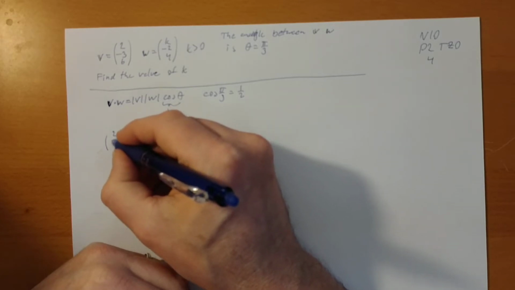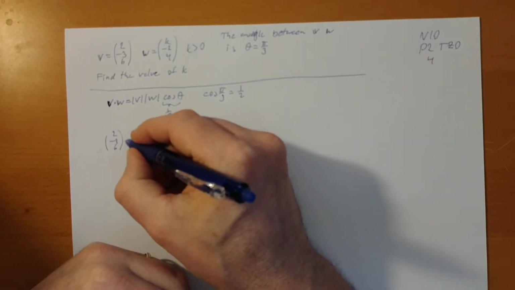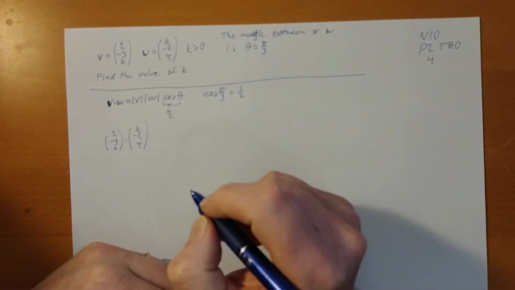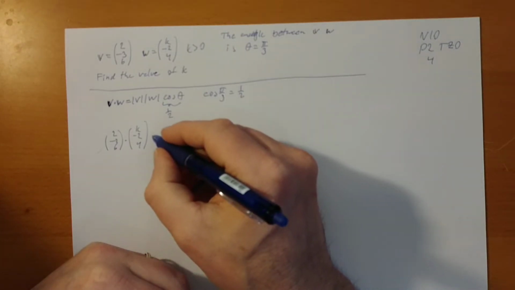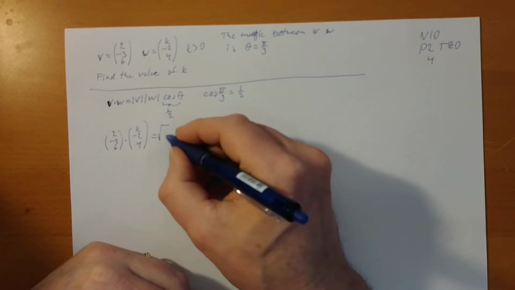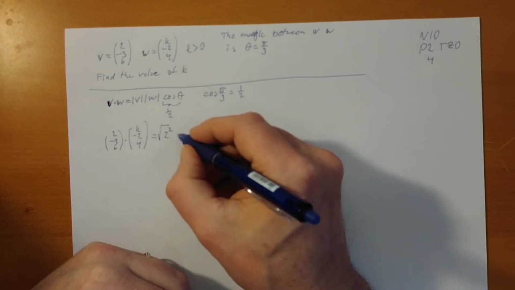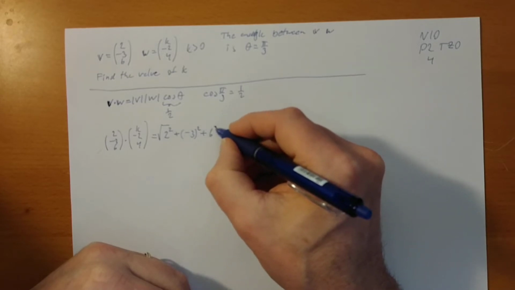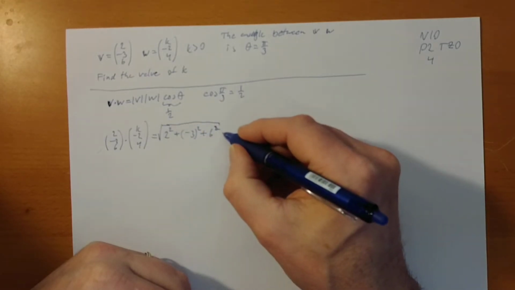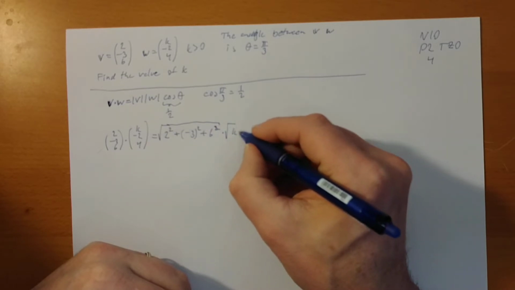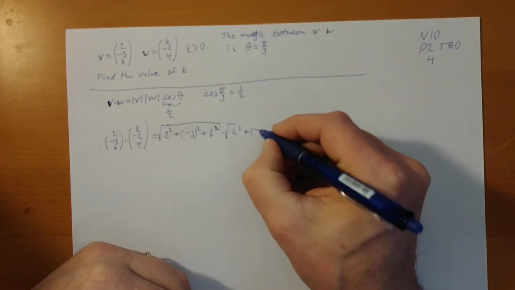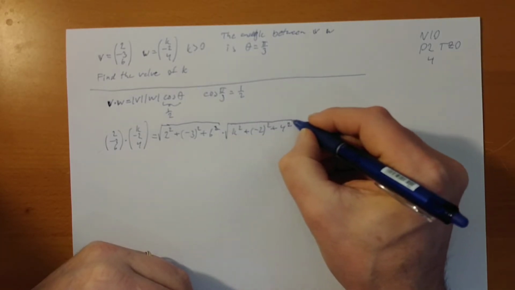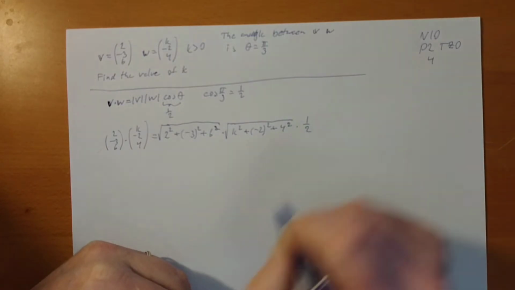So we have (2, -3, 6) times (k, -2, 4). Remember, this is the dot product, scalar product, equals the length of the first one, which is the square root of 2 squared plus -3 squared plus 6 squared, times the length of the second one, which is the square root of k squared plus -2 squared plus 4 squared, right? And then times the cos of the angle, which is 1/2.